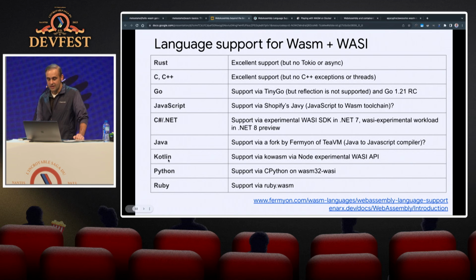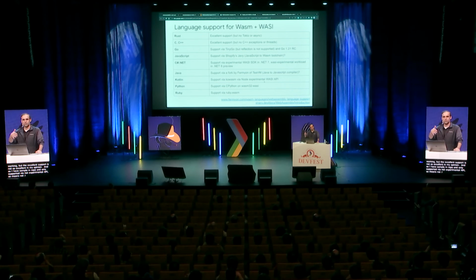And finally, Kotlin, they are supported. I have an example of this in my repo, but it's only supported via Node's experimental WASI API, which I think means that you need to have Node.js installed locally so that you can compile Kotlin code to a Wasm module. So that's also kind of limiting. So you see, the language support is very patchy and very limited. And we'll see how it evolves.